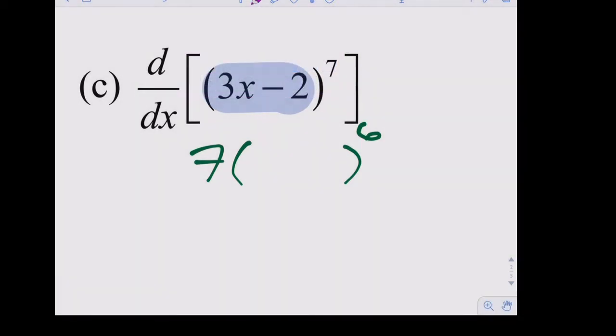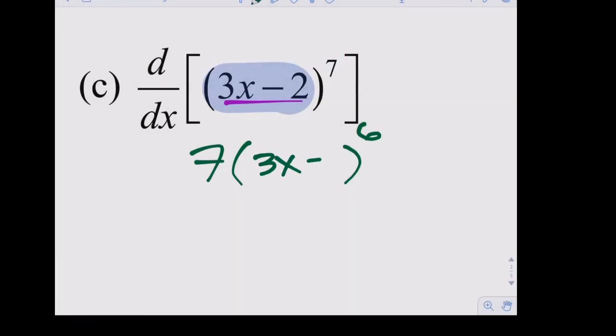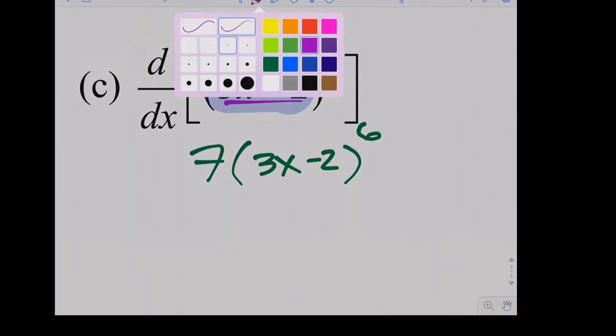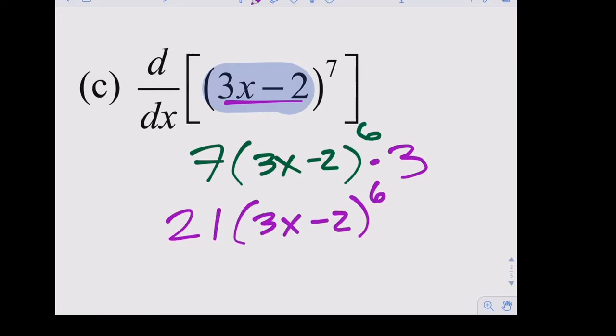Is it okay then now to say, okay, the derivative of the blob, 3x minus 2, is 3? No, 1 at a time, right? So you just rewrite the blob. It's in there. And now times the derivative of the blob, which is 3. And of course, you can then combine your like factors. 7 times 3 is 21. 3x minus 2 to the 6th. And you have a working derivative before the person who doesn't know the chain rule is still trying to expand that. You're done.